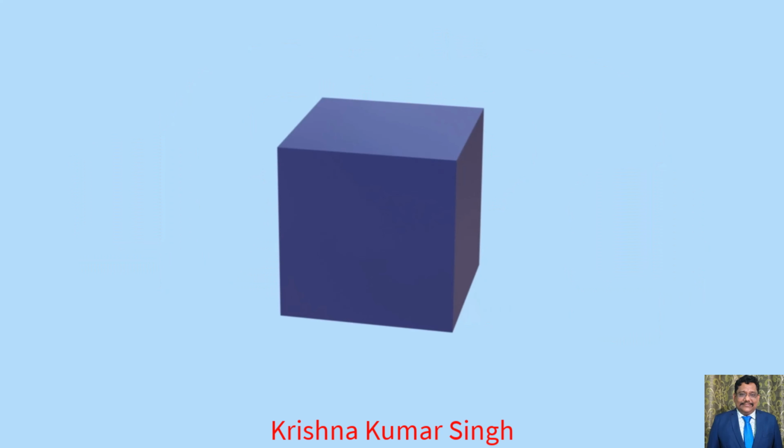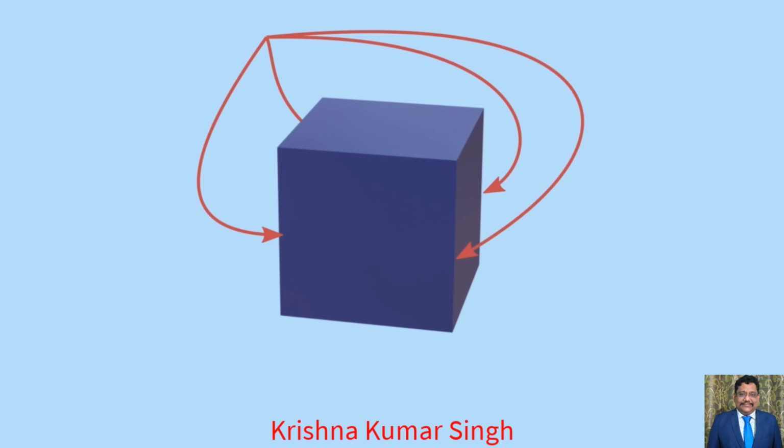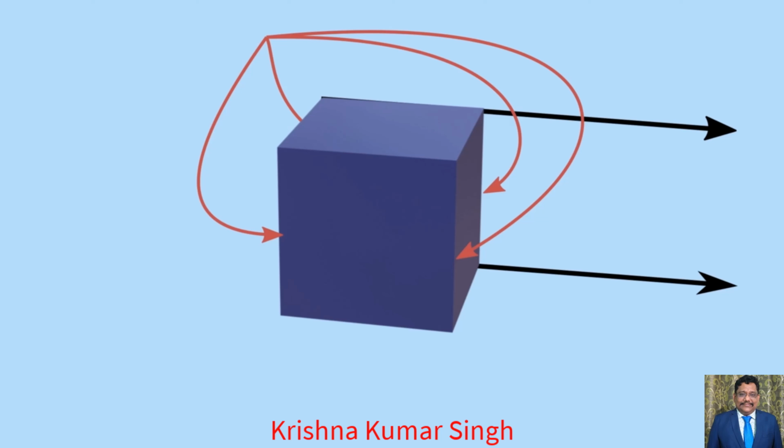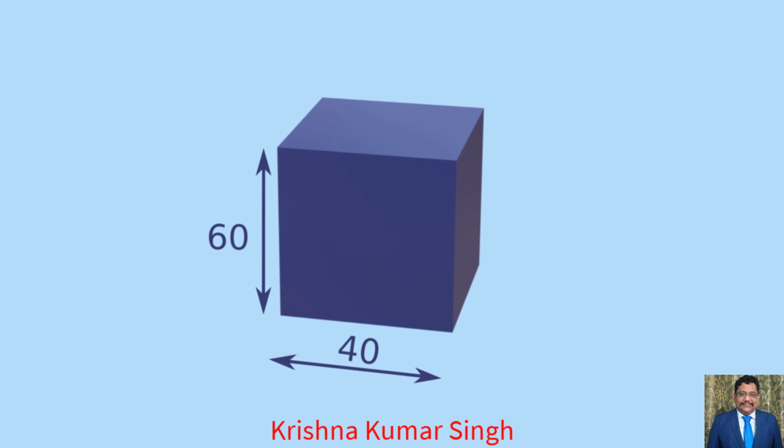So firstly, we will see how to develop a regular cube or a square prism. As we know that a square prism is composed of plane surfaces and straight edges, it can be developed by using a parallel line development method. Development of a square prism can be done by stretching a line that is parallel to the right section of the prism and perpendicular to the lateral section of the prism. Let us develop a square prism of base edge 40 mm and length of the axis as 60 mm.